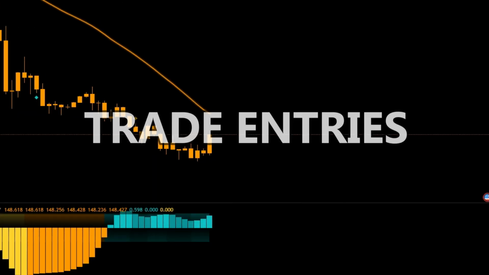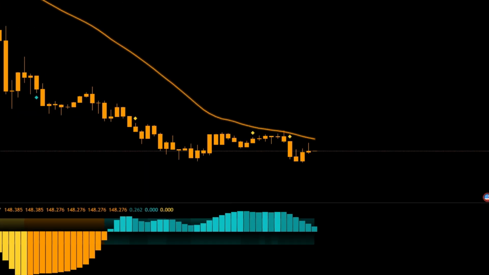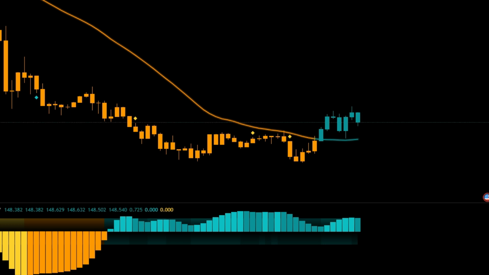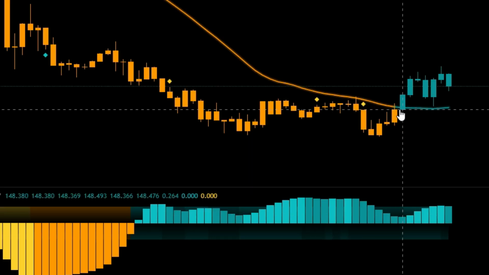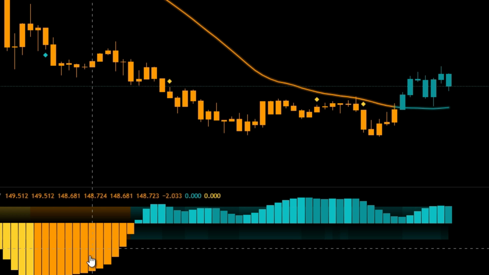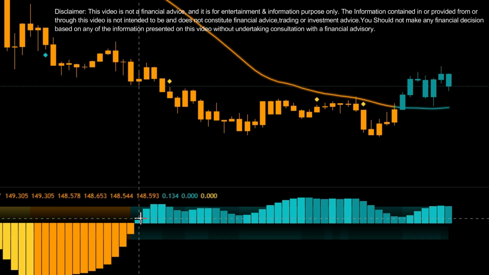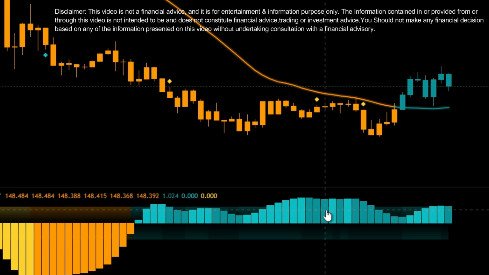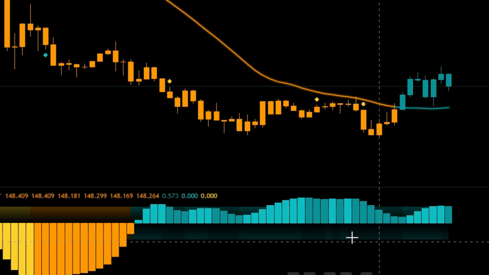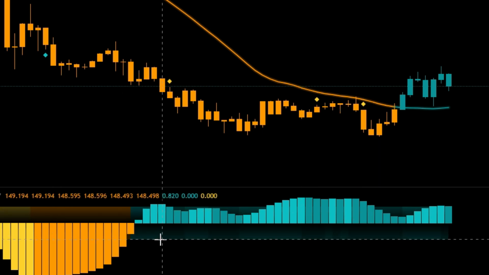Here is the entry method. When the price crosses through the moving average, don't just enter the trade. Instead, make sure that the bearish histogram has turned into the bullish histogram. Plus, the bearish histogram bars should be big enough to cross through the buffer zone. Then and only then it is a valid entry.